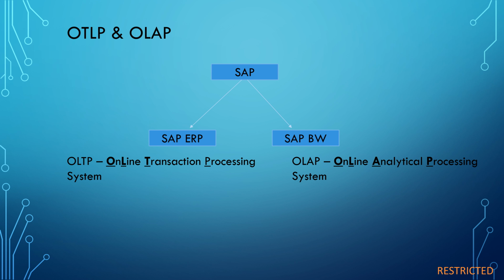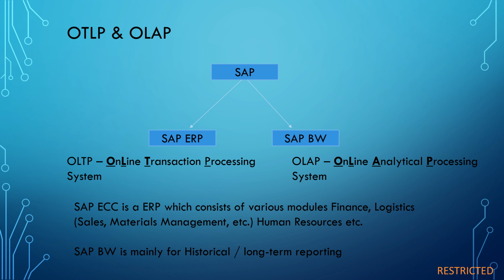In SAP, we have SAP ERP and SAP BW systems. SAP ECC is an ERP which consists of various modules: finance, logistics, human resource. And SAP ERP is an OLTP system, which is an online transaction processing system. SAP BW is a data warehouse and it is mainly used for historical and long-term reporting. It is an OLAP, online analytical processing system.